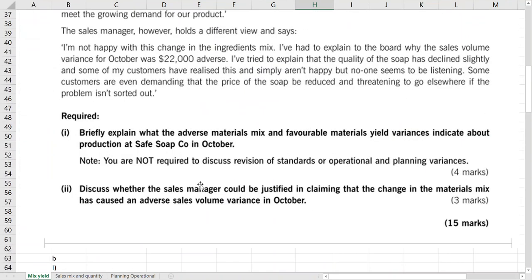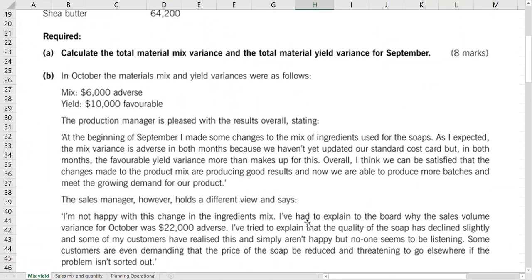Part B is asking: briefly explain what the adverse material mix and favorable material yield variance indicate about the production at Safe Soap Co. in October. Note, you are not required to discuss revision of standards or operational and planning variances. And then discuss whether the sales manager could be justified in claiming that the change in the material mix has caused an adverse sales volume variance in October. In October, the material mix and yield variances were as follows. Mix is 6,000 adverse, yield is 10,000 favorable.